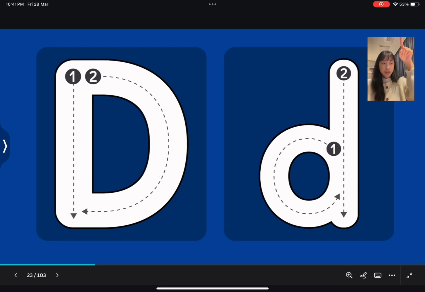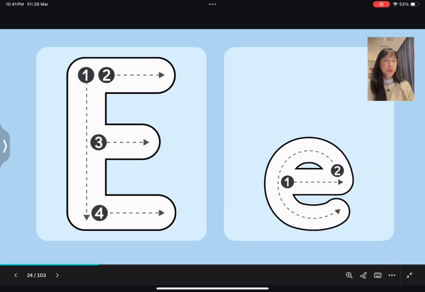1, 2. So whenever I'm doing this practice, I make sure that I'm facing towards the same direction as them. So they can follow me, everyone would be behind me, and then they can follow my stroke orders as I write on the board. And then next one, 1, 2, 3, 4. Okay, 1, 2. Good job.